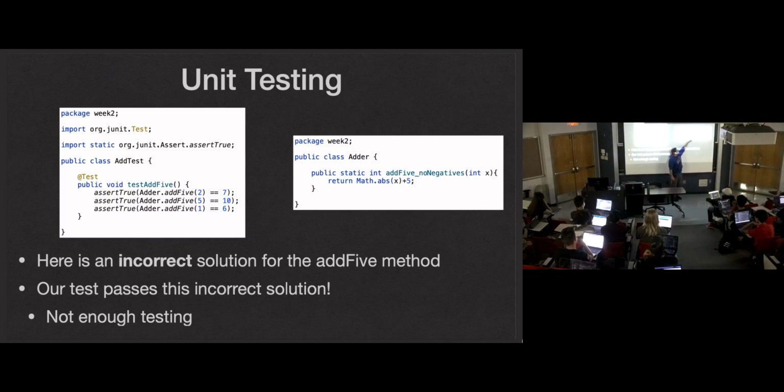It's going to add 5 as long as x is positive, but if x is negative, this is going to break down. It's going to give me the wrong answer. So the problem with this is that this test class, if I'm running it and this is the code that I'm testing, this test class is going to say, yep, that's good. That's great code. And it's going to pass this incorrect solution. So I would definitely say this is not enough testing.